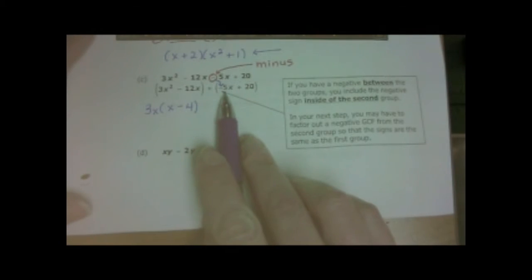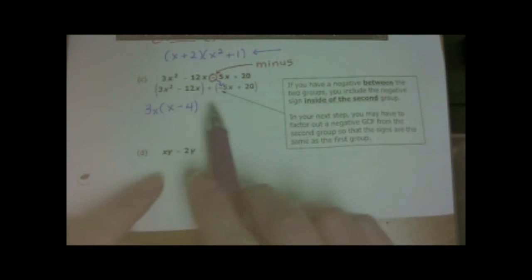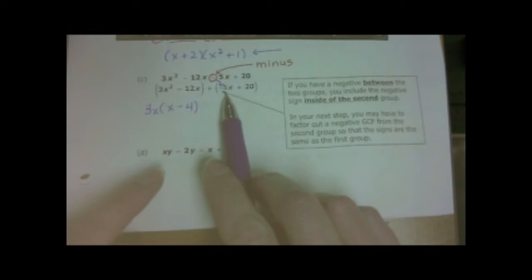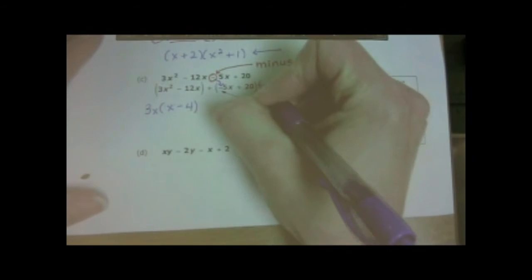That leaves me with x minus 4. Now, from my second group, notice what I'm hoping that I end up with is an x minus 4. If I just take out a 5 from here, I'm going to have negative x plus 4 left. I don't want that. I want x minus 4. So instead of factoring out the greatest common factor of 5, what I'm going to factor out is a negative 5. So that's what we're going to do right here.